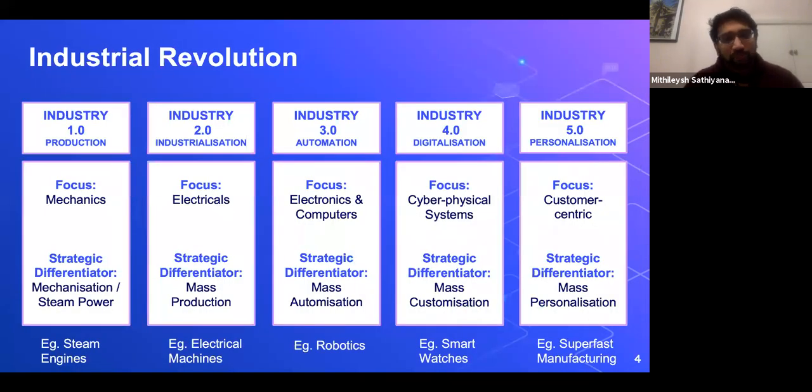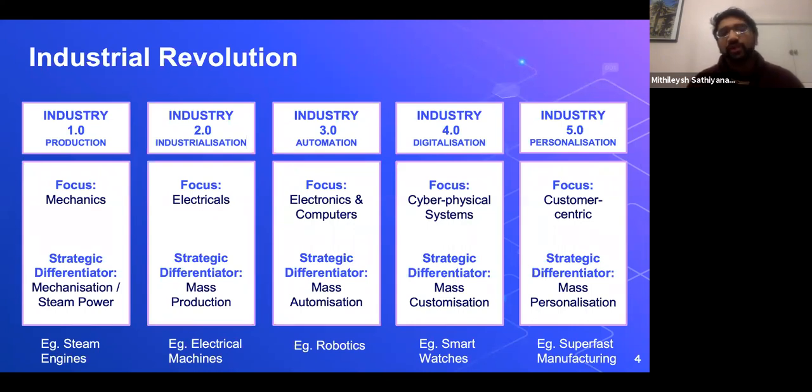In the Industry 1.0, we call it more like a production stage, where the focus was more on the mechanics. One of the classic examples is steam engines. That was maybe in 1740s, I guess, I'm not very sure. Maybe it's around 1780s or 1810, I guess. And most of the strategic decisions were just to make some mechanical kind of systems that could help a human work much easier and better.